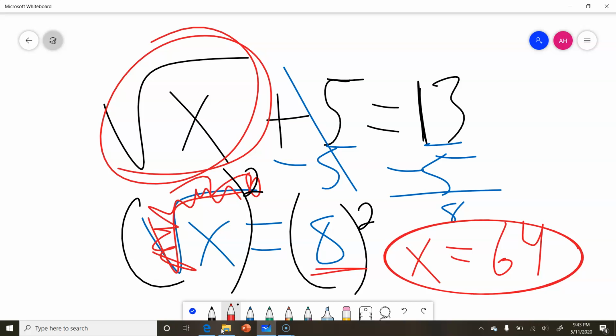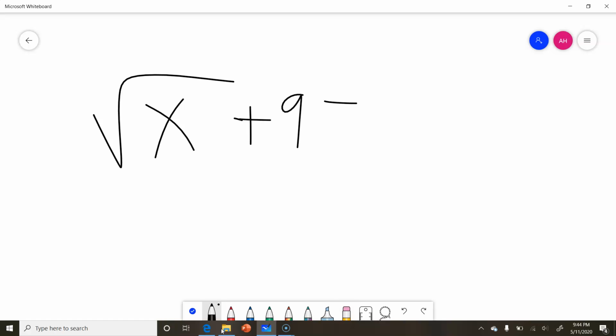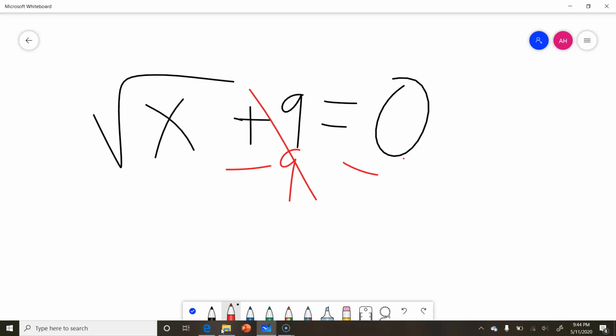Now, got to remember that sometimes this doesn't work out, right? If I have something like this, the square root of x plus 9 equals 0. Okay, what's going to happen here? I'm going to subtract 9. I'm going to get the square root of x equals negative 9.